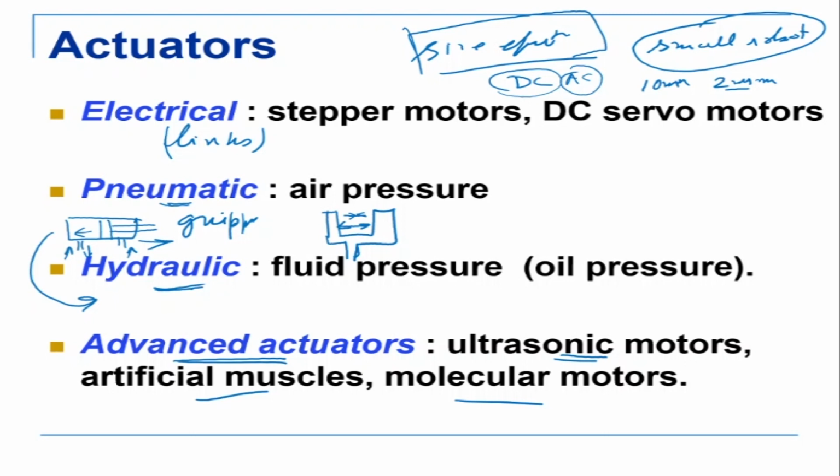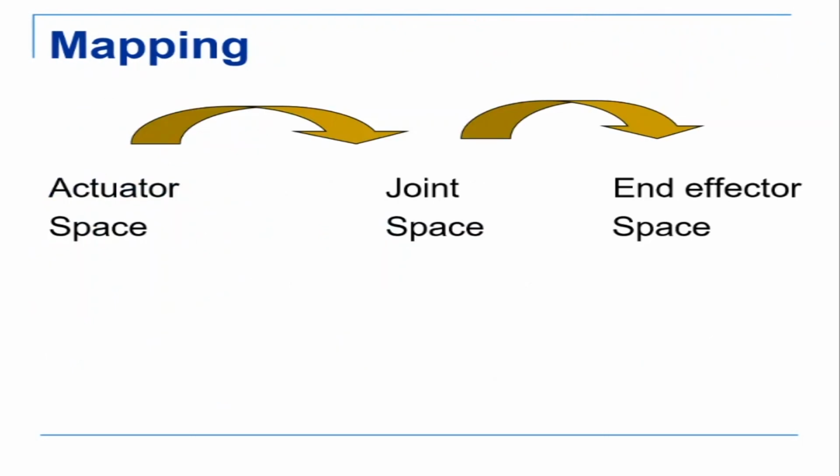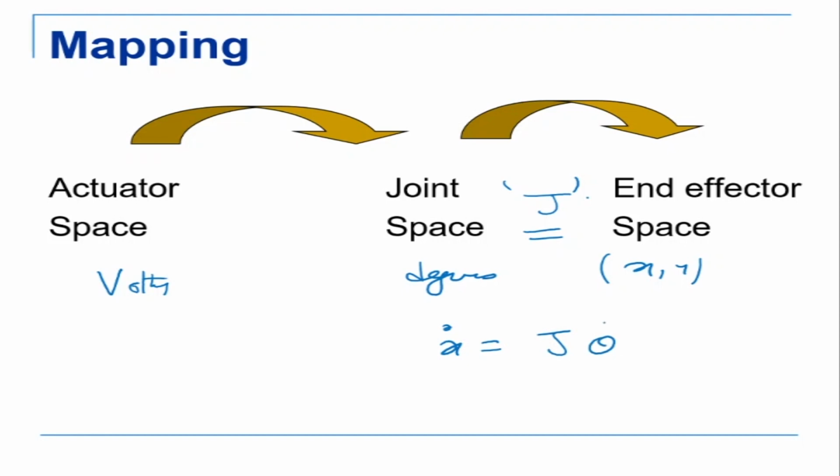Now let's go back. There is a mapping which goes on between the actuator space, joint space, and the end effector space. This is something we talked about in the Jacobian. The actuator space is basically voltage, the joint space is degrees, and the end effector space is Cartesian space, x and y. What relates these is the Jacobian: x dot is equal to J times theta dot.